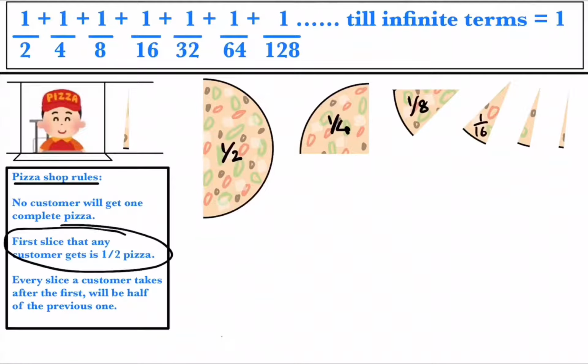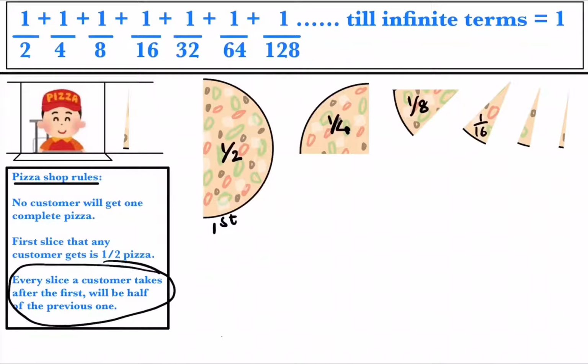The second rule is that the first slice that any customer gets will be half of a pizza. Means the first slice that any customer will be getting is half of one complete pizza. The third rule is that every slice a customer gets after the first will be half of the previous one. Means if you take the second slice, then the second slice will be half of the previous one. Means the second slice will be half of half. That's 1/4.